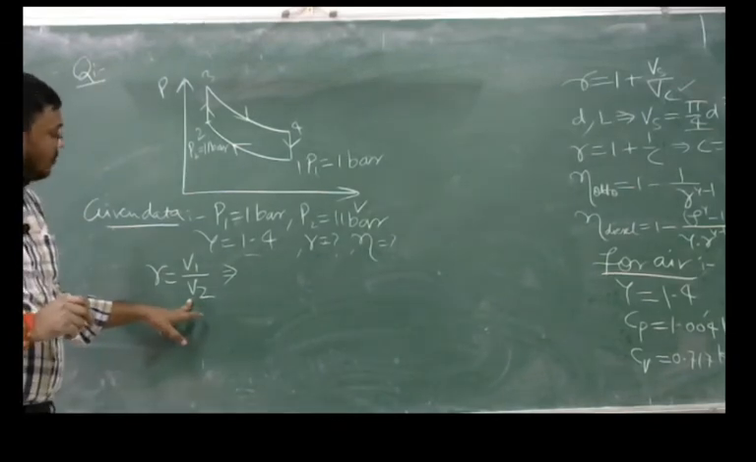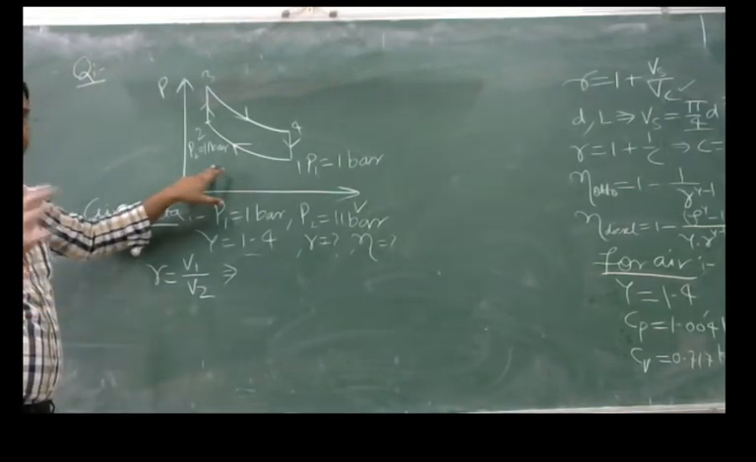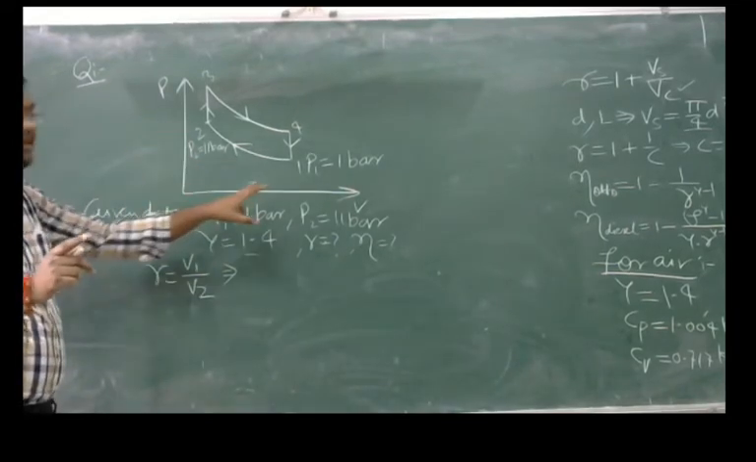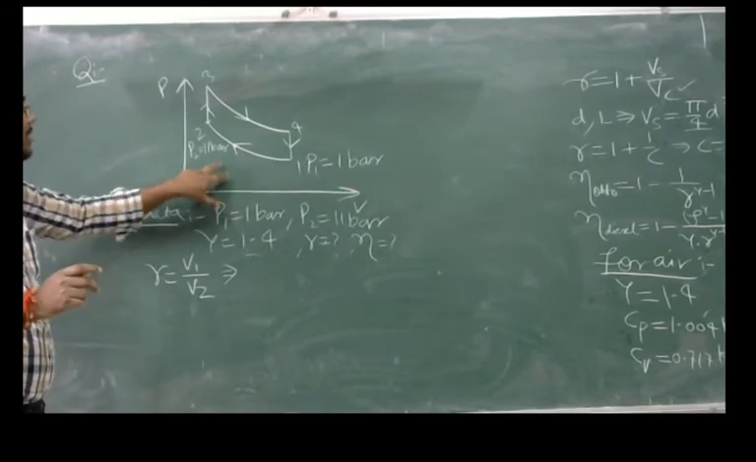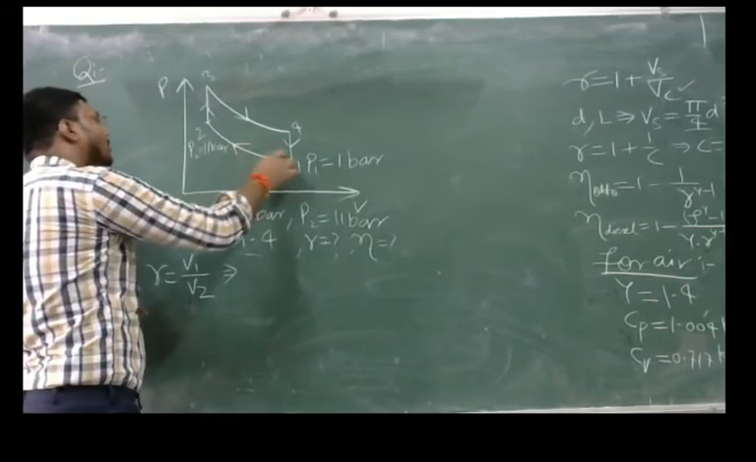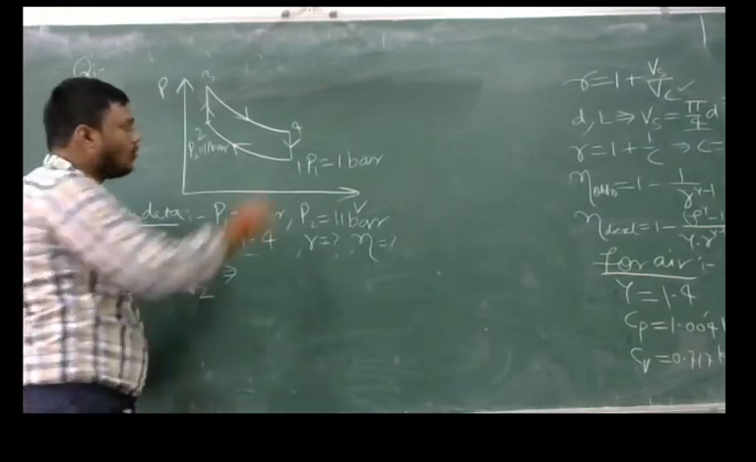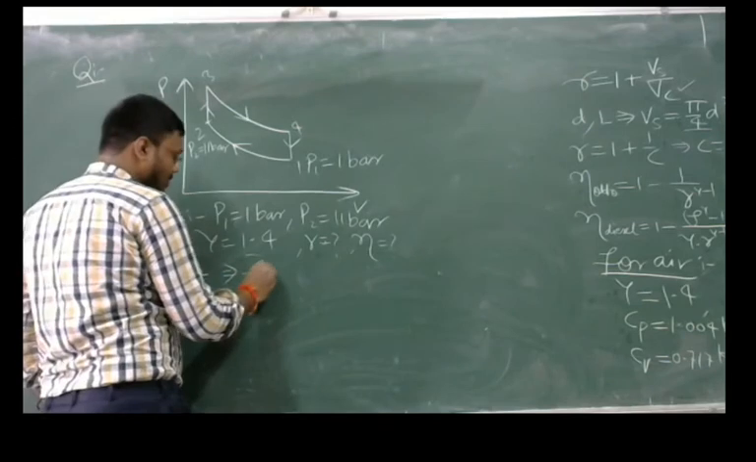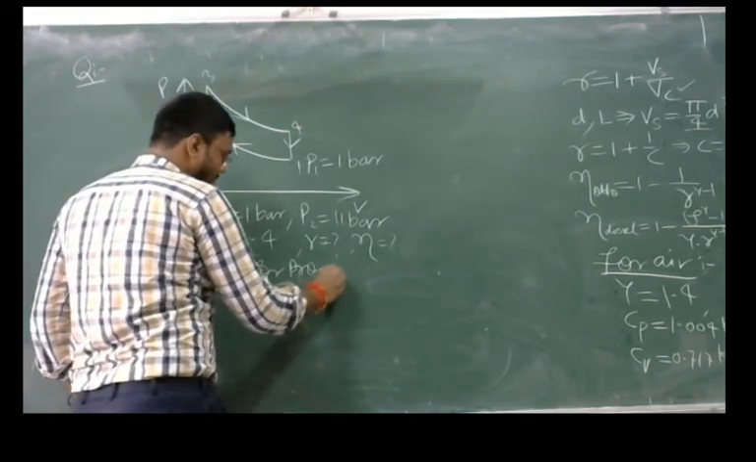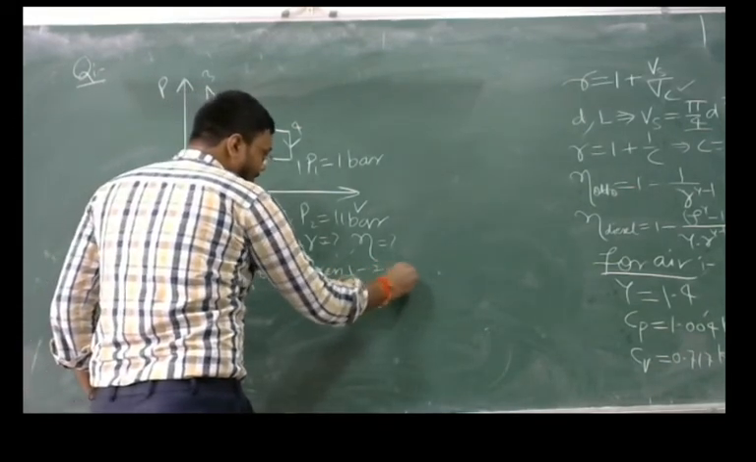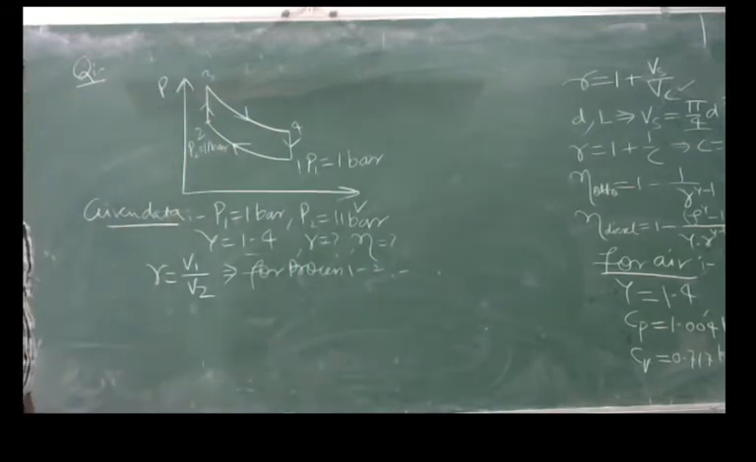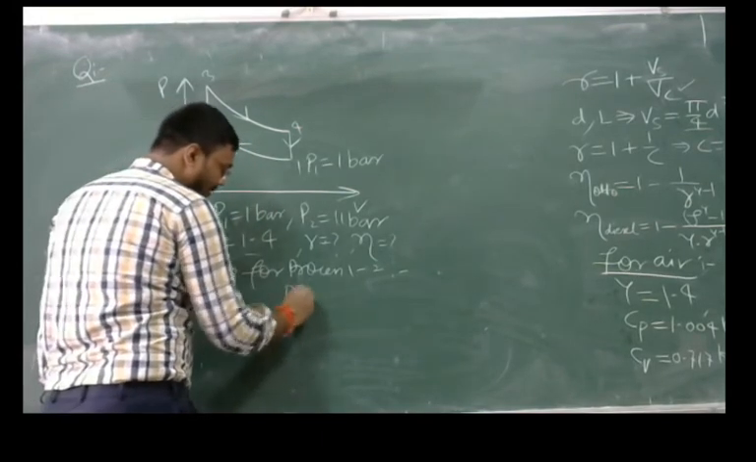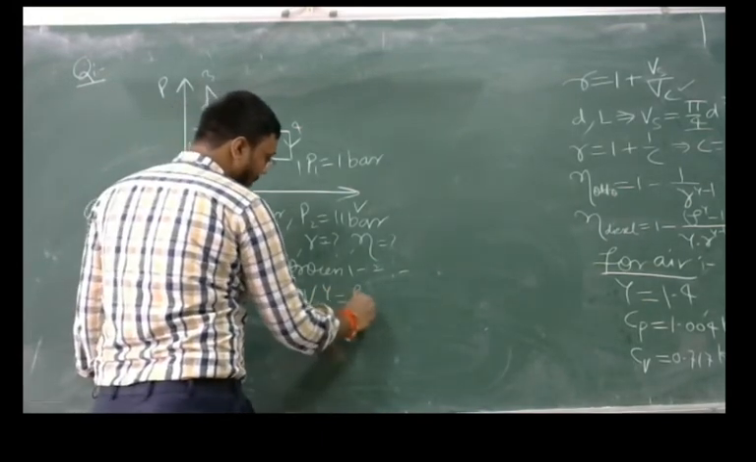This is the reason you first draw the diagram for the cycle. From this cycle you can see that from 1 to 2 is an adiabatic process. The general equation for an adiabatic process between 1 and 2 is P1 V1 to the power gamma is equal to P2 V2 to the power gamma.